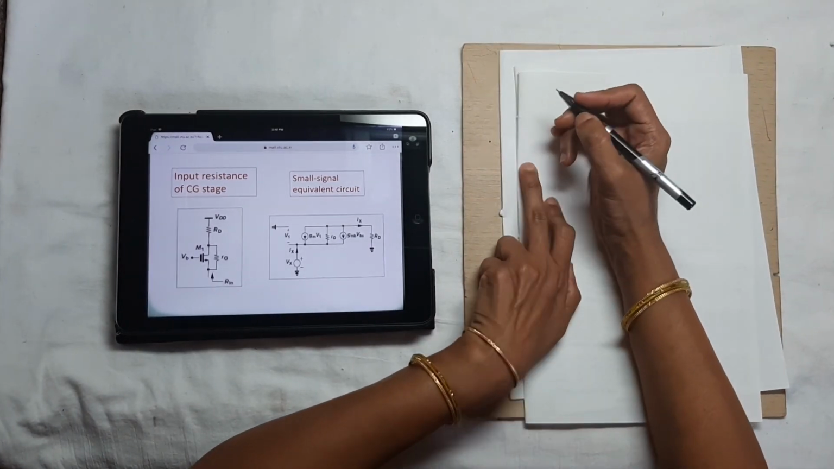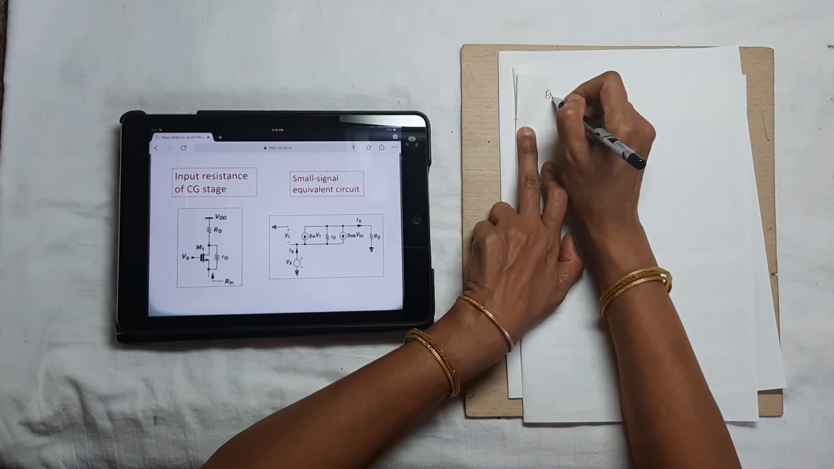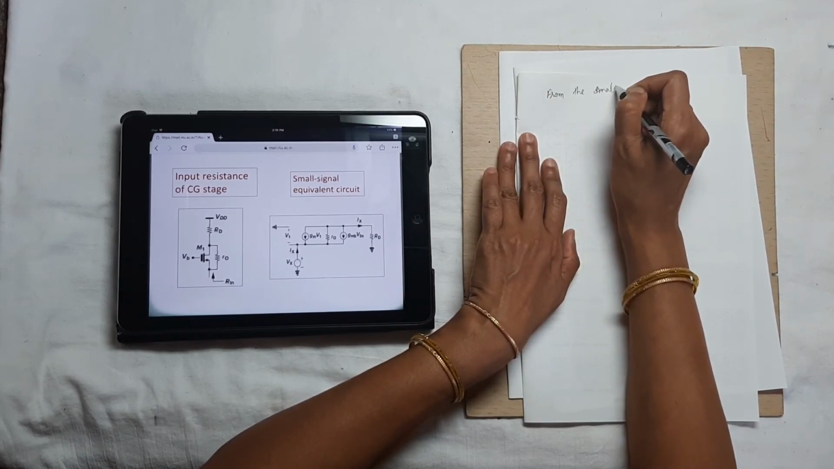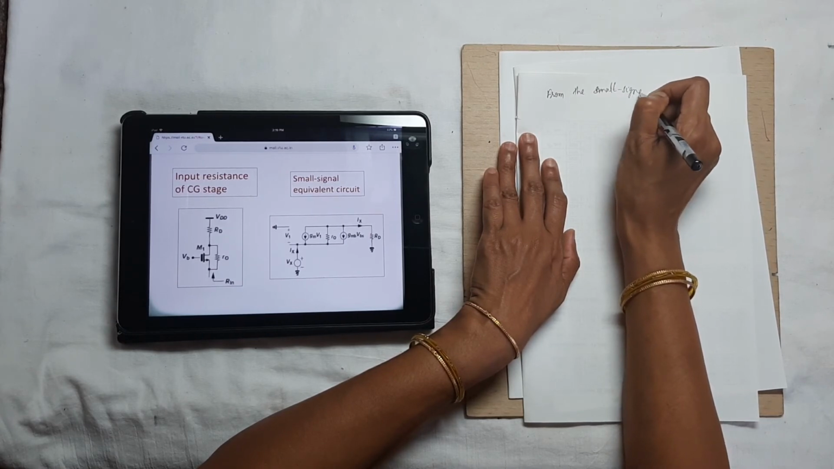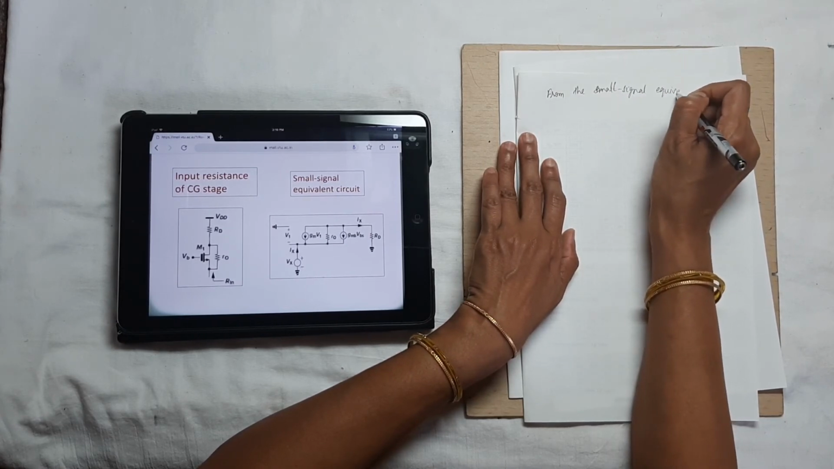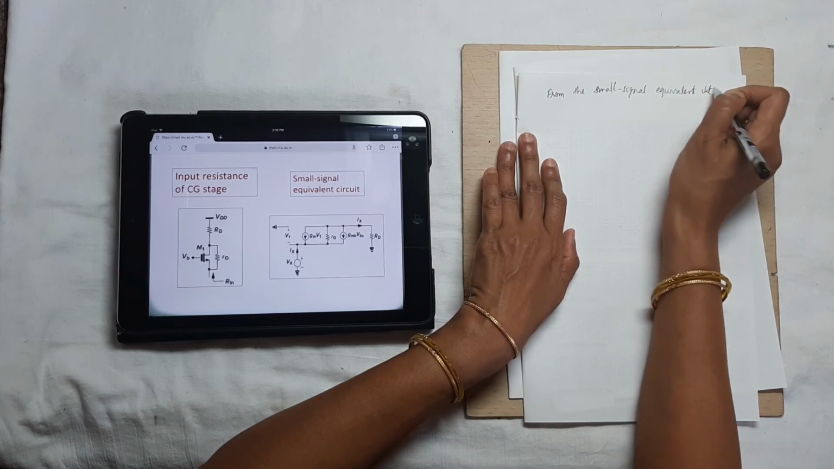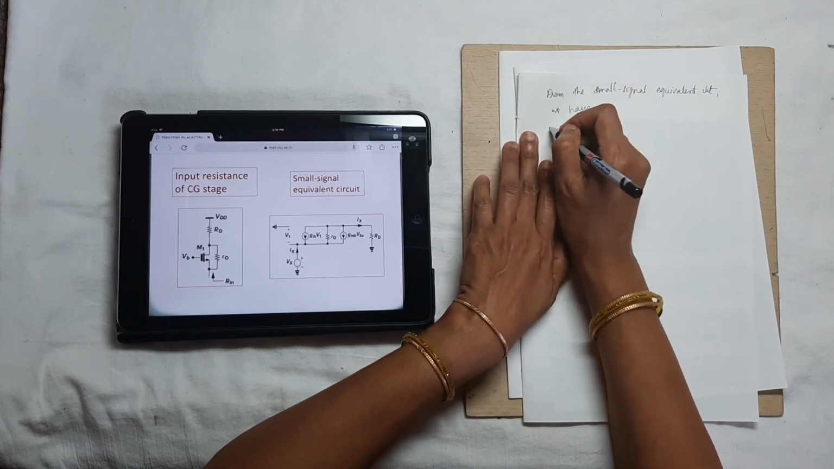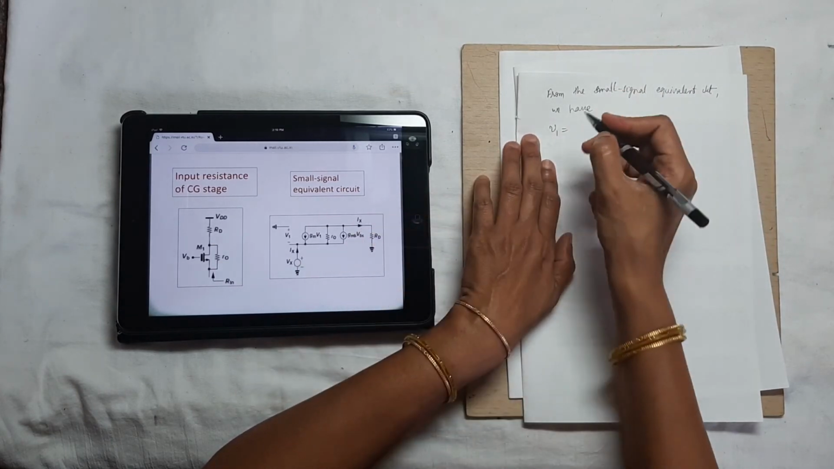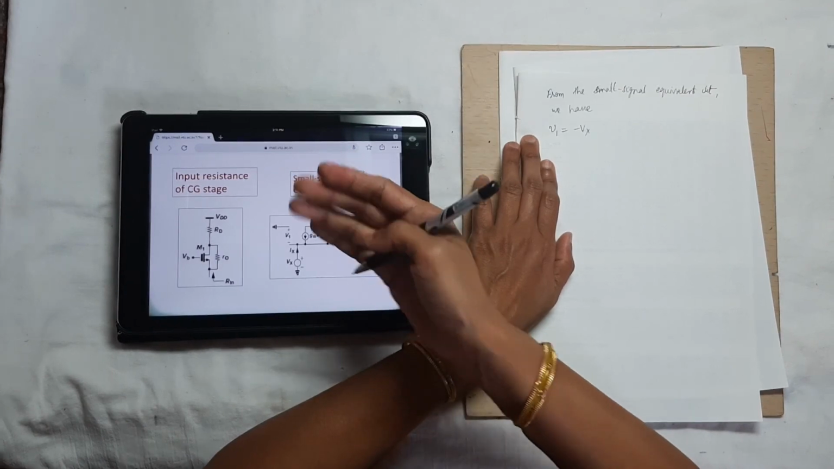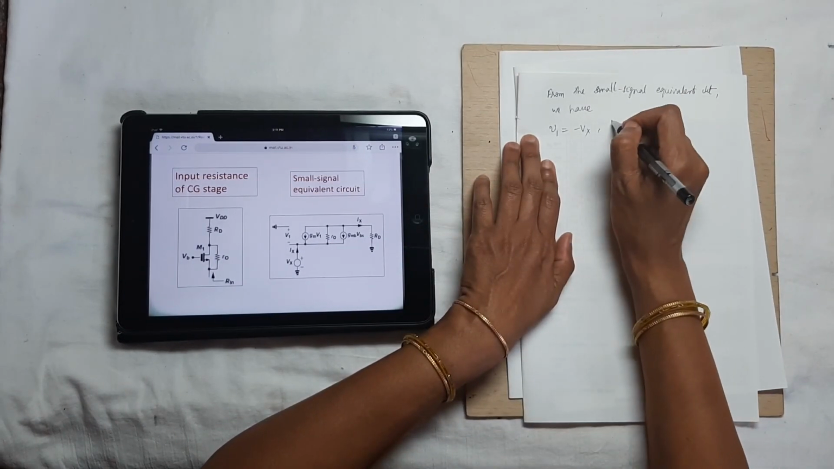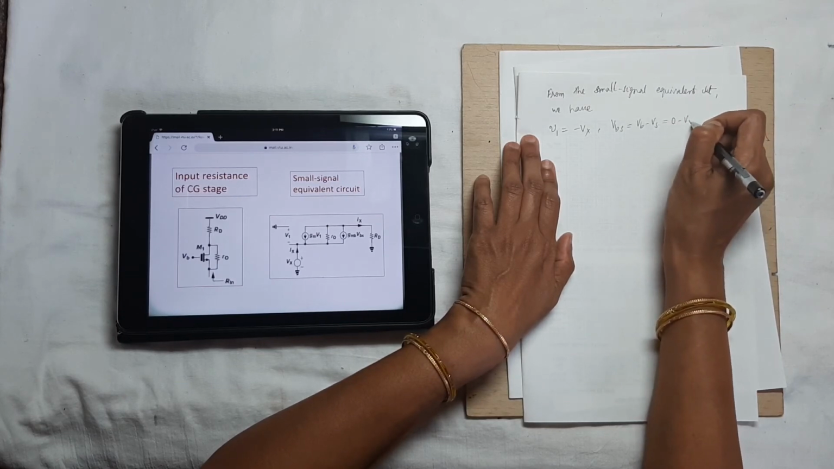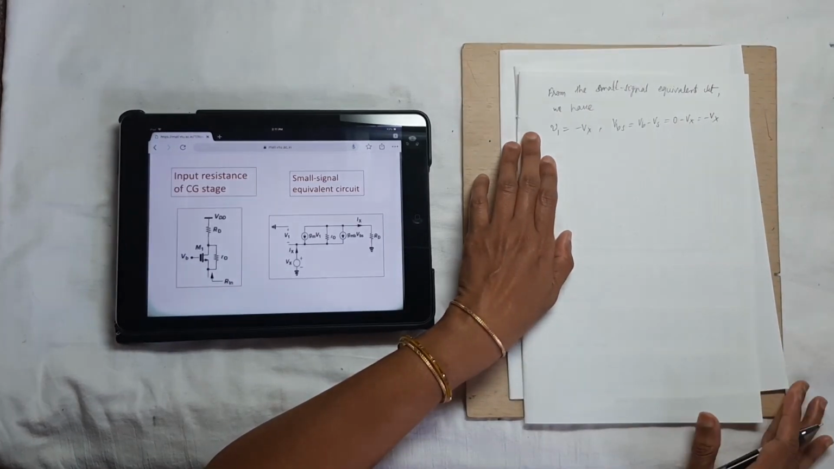Now from the small signal equivalent circuit, we have V1, as we have already done, equal to minus Vx. If you flip Vx, it will be minus Vx. Similarly, VBS is equal to VB minus VS, that is 0 minus Vx, which is minus Vx.